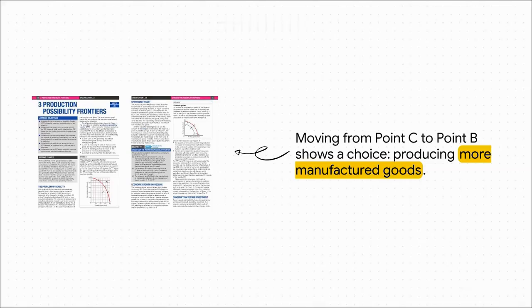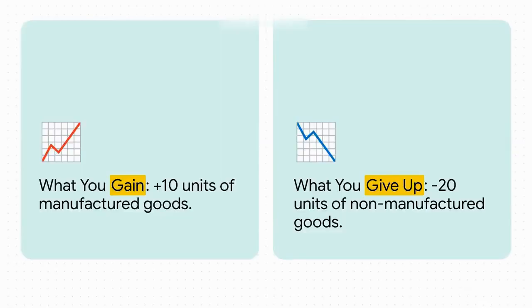Well, imagine an economy is just hanging out at point C, producing a nice mix of goods. But then it decides it really needs more manufactured products. Okay, fine. It can shift production over to point B. That's a totally valid choice. But what's the hidden cost? The numbers here tell the whole story.